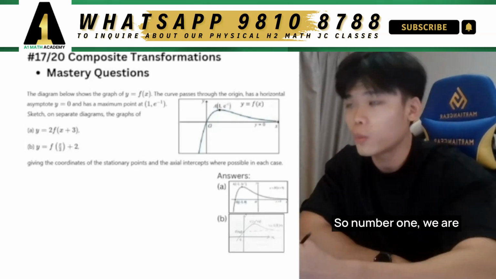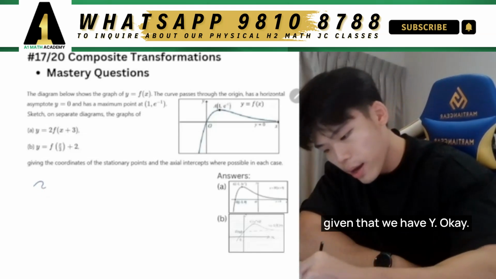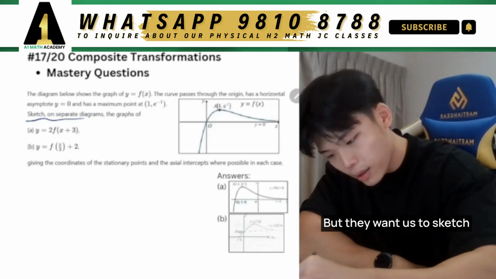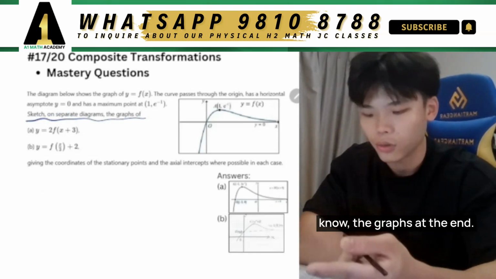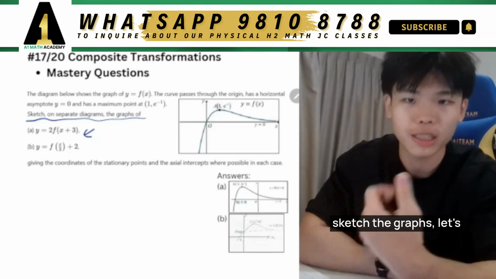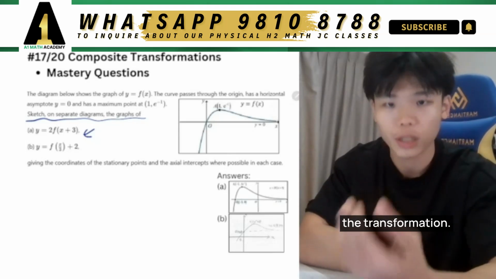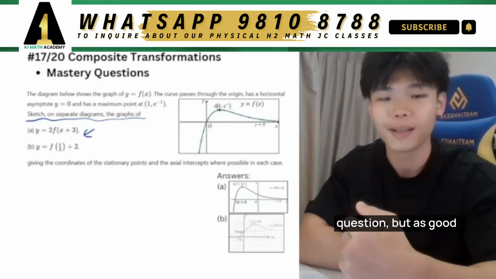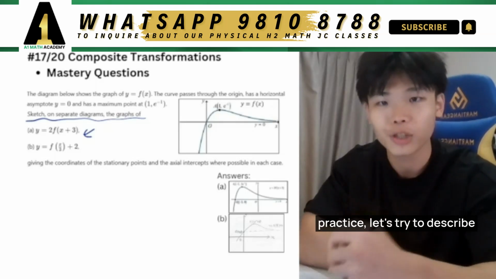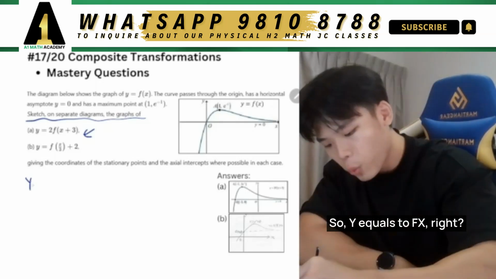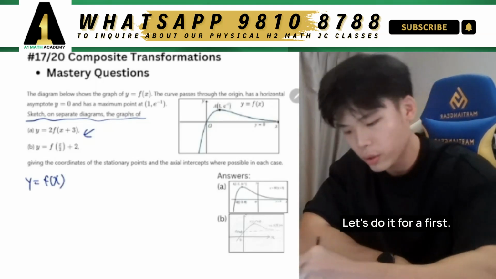So number one, we are given that we have y. Okay, but they want us to sketch on separate diagrams the graphs at the end. But before we actually sketch the graphs, let's first try to describe the transformation. I know it's not part of the question, but as good practice, let's describe the transformation first. So y equals f(x), right? Let's do it for a first.